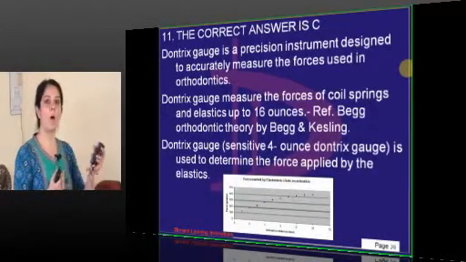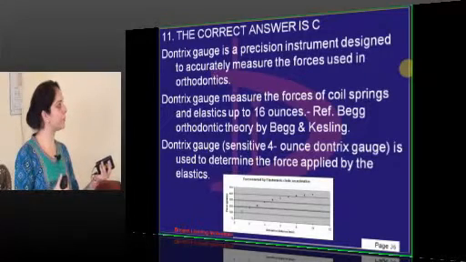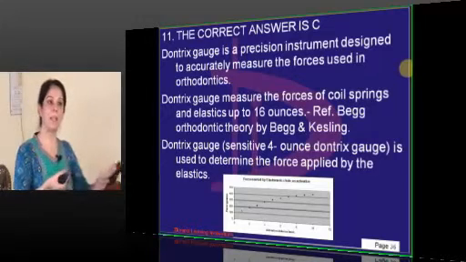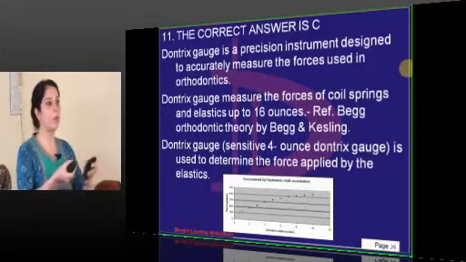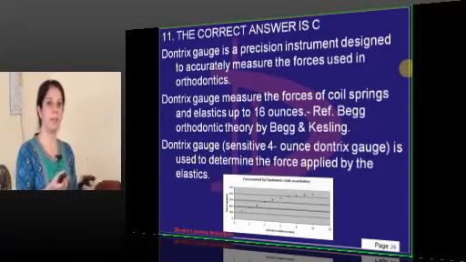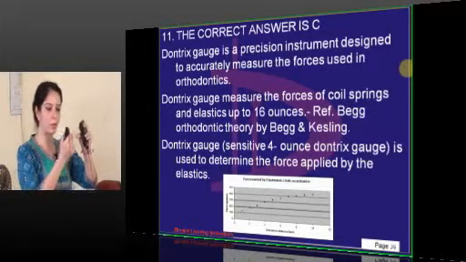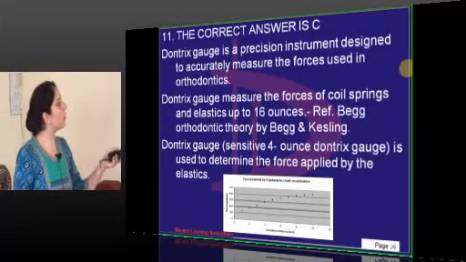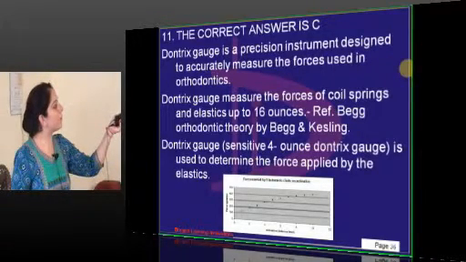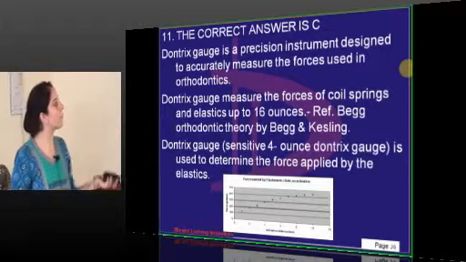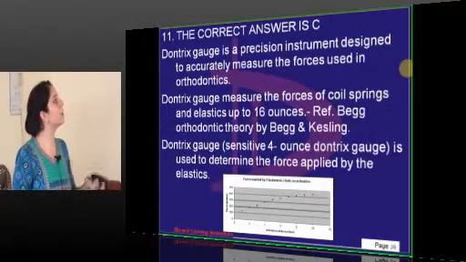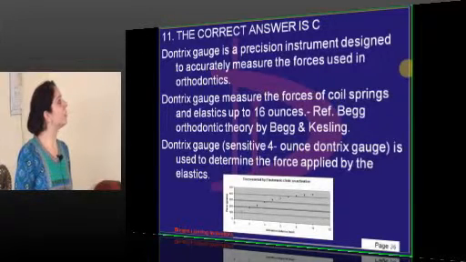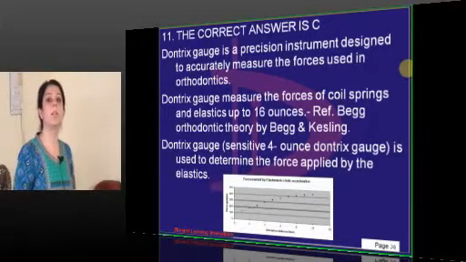So, what you do is, one end you can engage to the particular appliance that you want, and then you apply an elastic and you stretch it. According to the amount of force that is applied, that force is seen on the measurements on the Dontrix gauge, and it is measured in ounces. The minimum measurement that you can see here is around 4 ounces. This kind of gauge is used to measure coil springs or intraoral elastics. It started with the Begg technique.